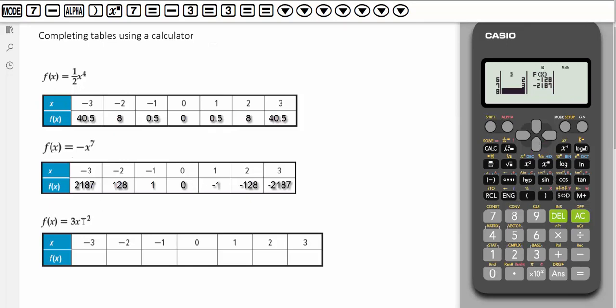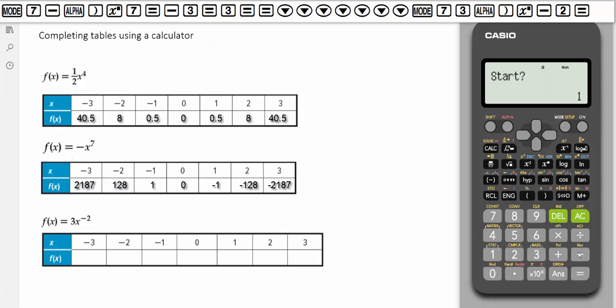For the third example, we're going to have 3x to the power of -2. Having a negative in the exponent will correspond to undefined values.